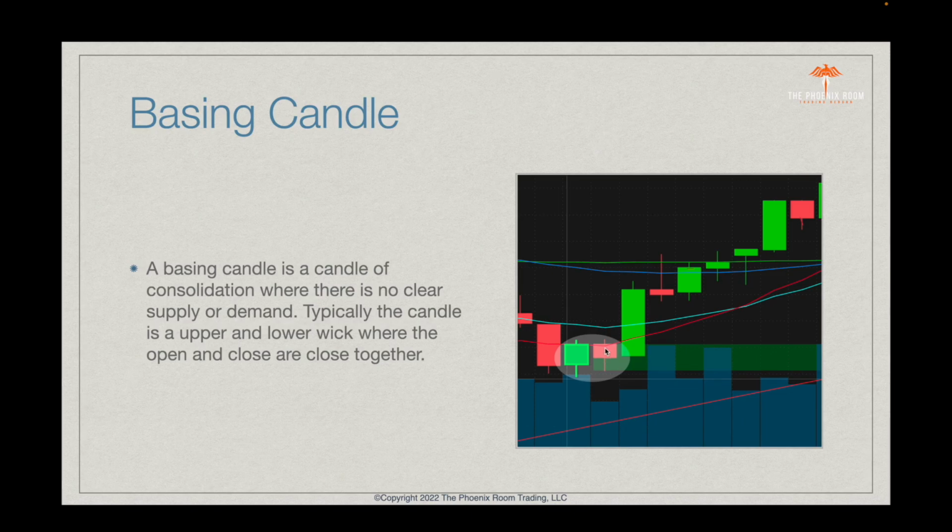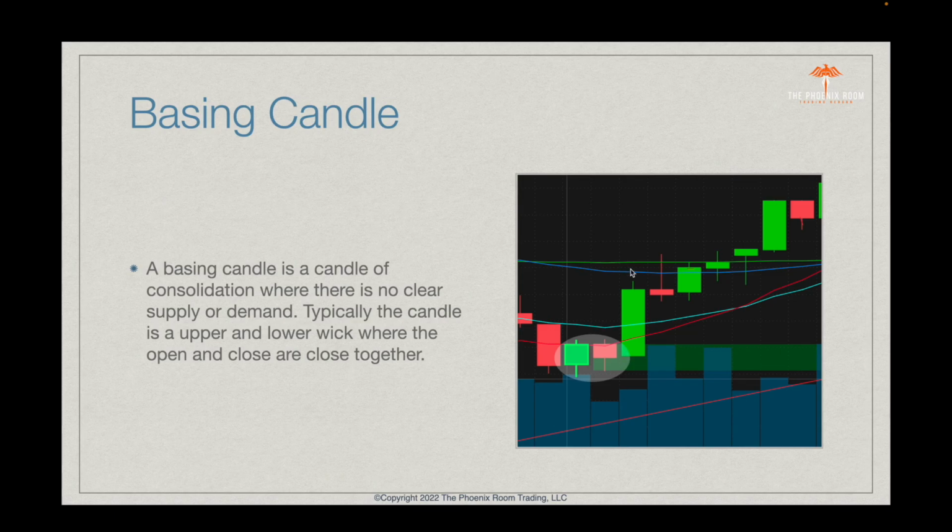Basically a candle of consolidation where there is no clear supply or demand. Typically the candle has an upper and lower wick where the open and close are close together. So this is sort of a textbook candle, and you don't need to worry about the color. For me, I've seen demand zones form whether this is green or red. This is what it looks like. You have a body with wicks on the top and bottom, right? Price, they're agreeing on price. There's not really up or down.